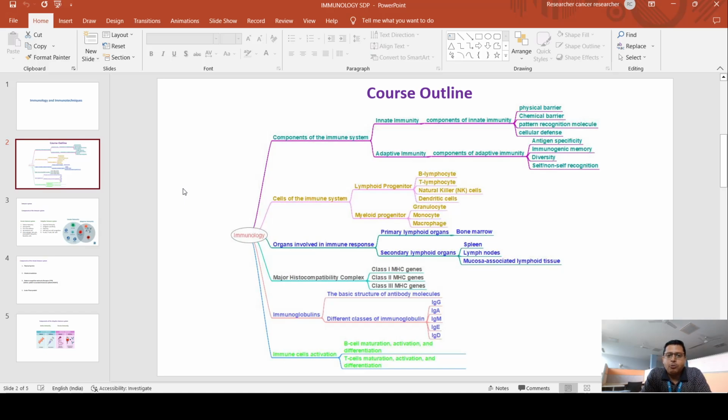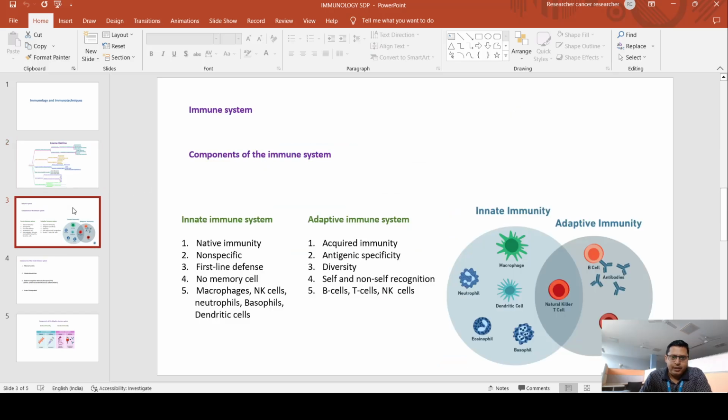You have to go through the components of the immune system, which is divided into the innate immune system and the adaptive immune system. There are cells of the immune system, then the organs involved in the immune system, which may be the primary or the secondary lymphoid organs, then the major histocompatibility complex, then the immunoglobulins, and how the immune cells are activated, that is B cell activation and T cell activation, and their involvement in disease clearance or pathogen clearance. So let's start with the details.